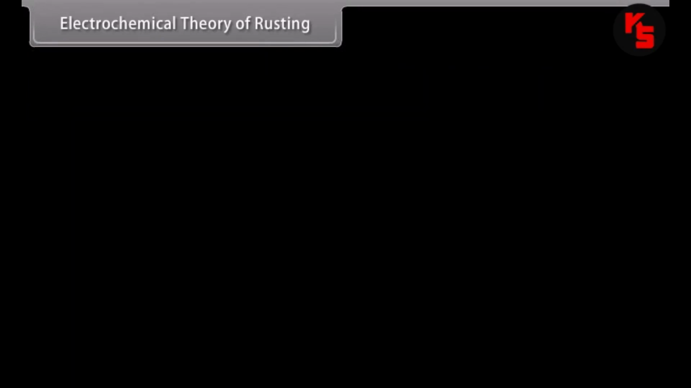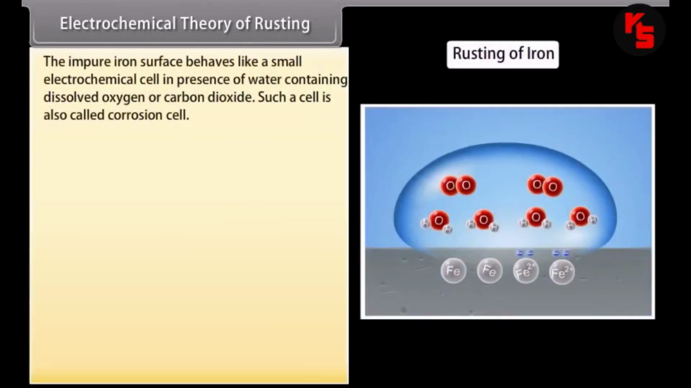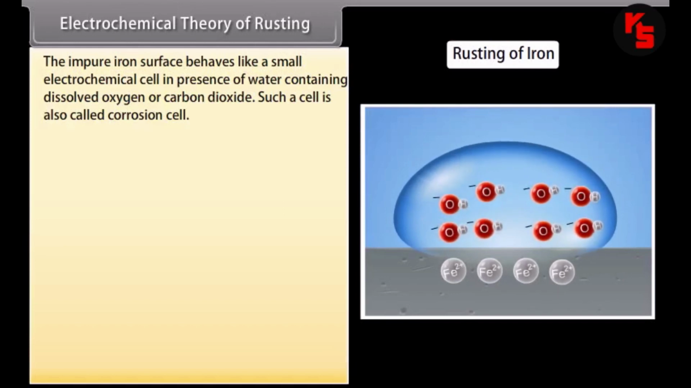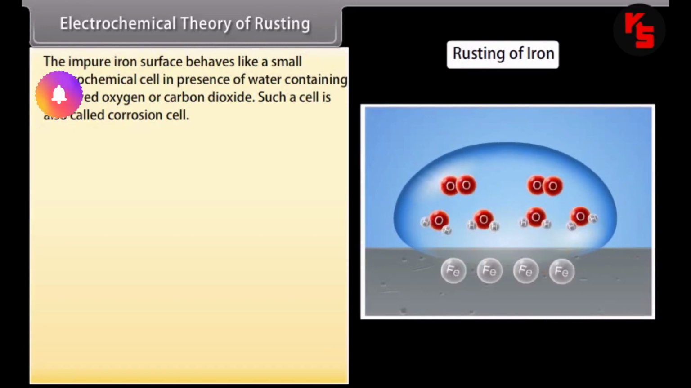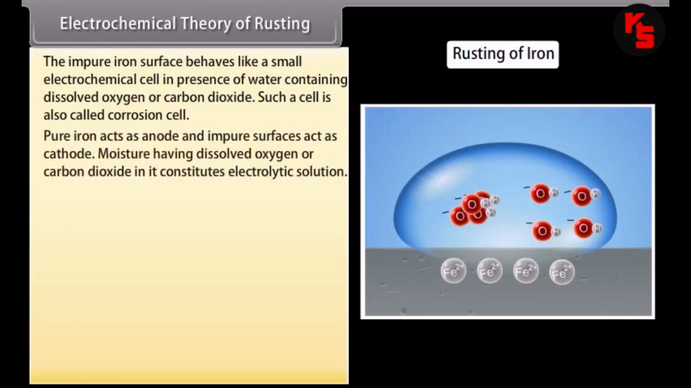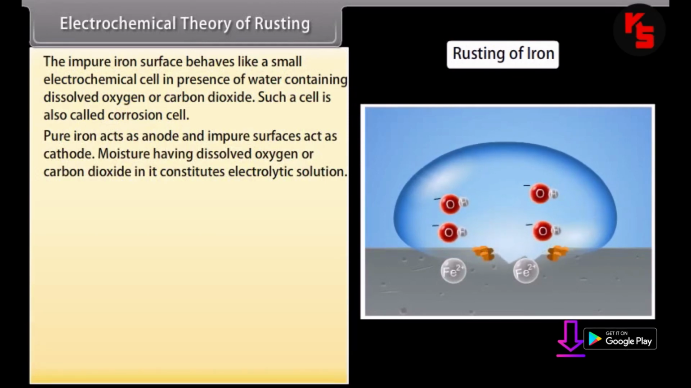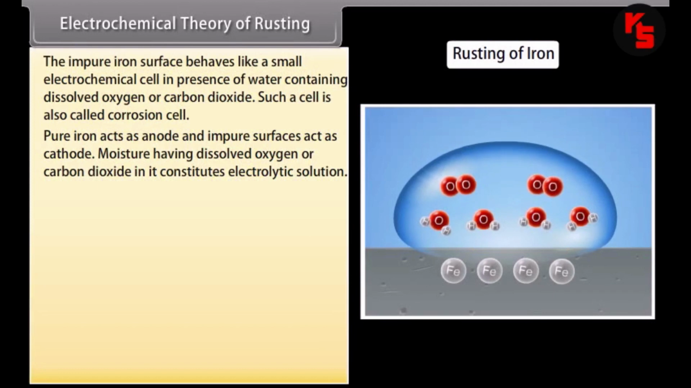Electrochemical theory of rusting. According to this theory, the impure iron surface behaves like a small electrochemical cell in presence of water containing dissolved oxygen or carbon dioxide. Such a cell is also called a corrosion cell. Pure iron acts as anode and impure surfaces act as cathode. Moisture having dissolved oxygen or carbon dioxide in it constitutes the electrolytic solution.